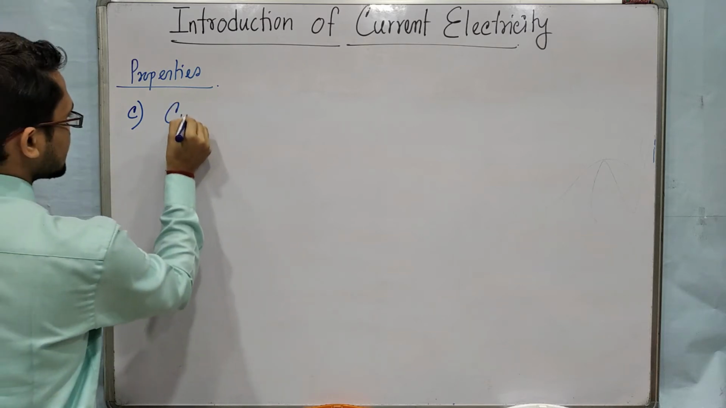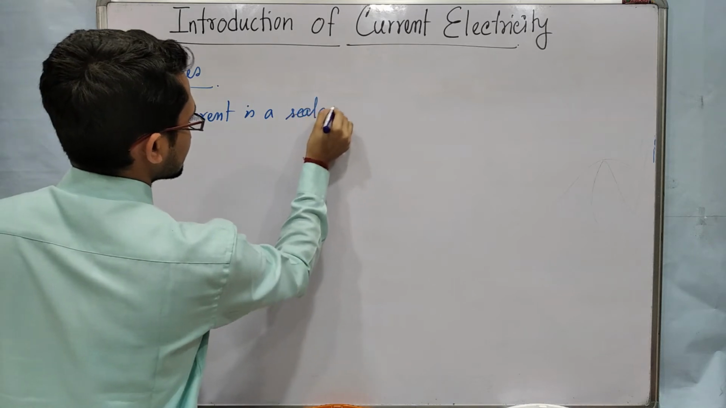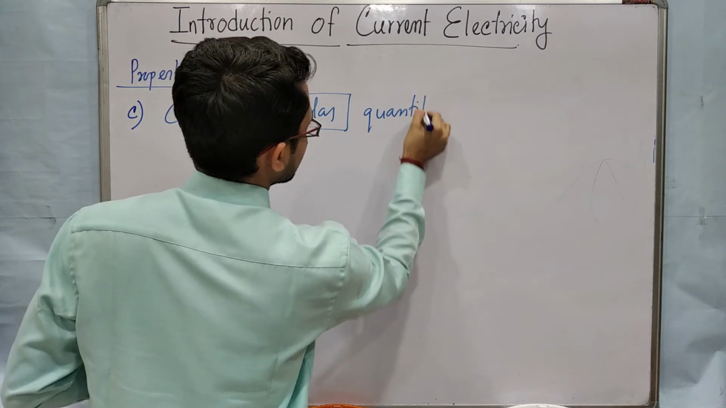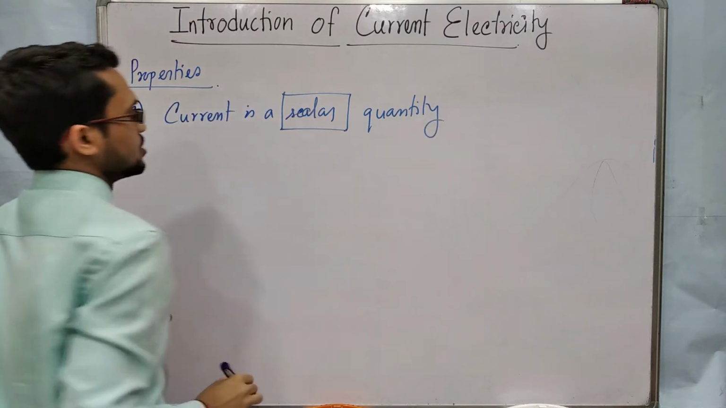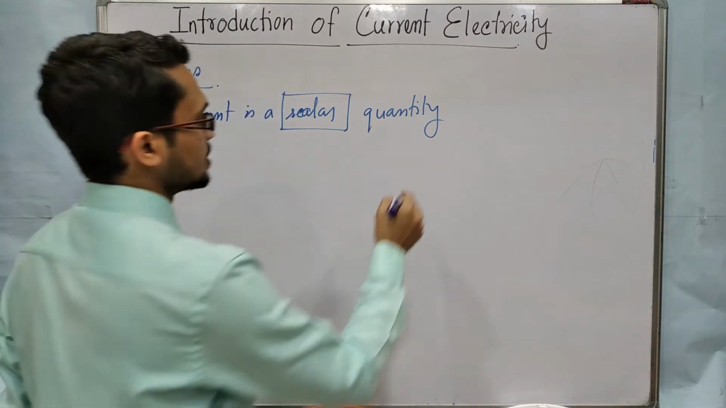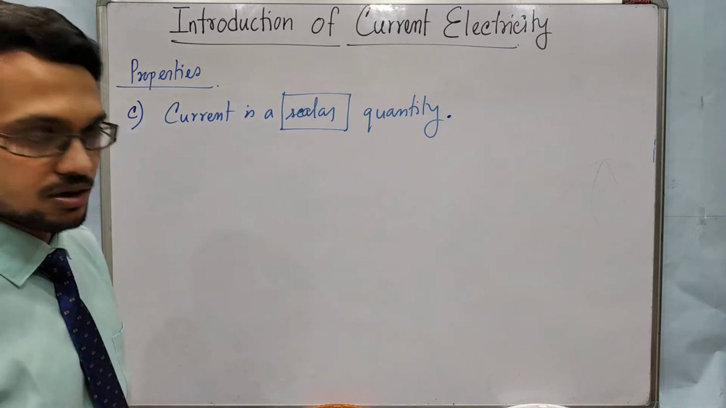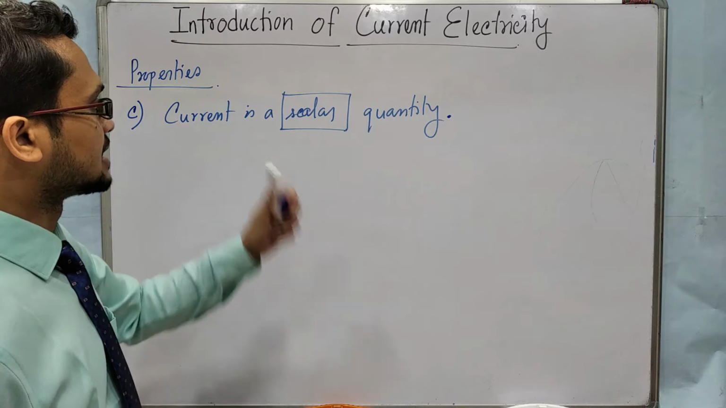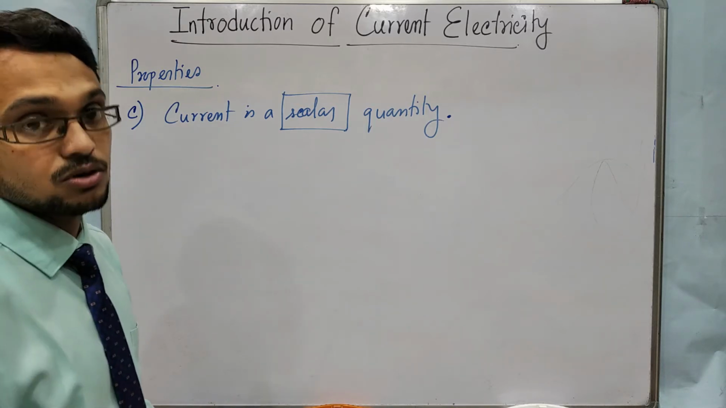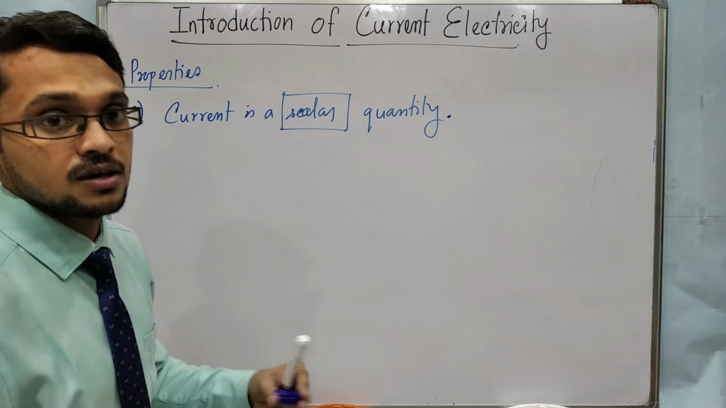Now point number C: current is a scalar quantity. We know there are two kinds of physical quantity, vector and scalar. So current is a scalar quantity. Current has no direction, only magnitude. Its direction is from positive, or higher potential, to lower potential, positive terminal to negative terminal, or opposite to the flow of free electrons.